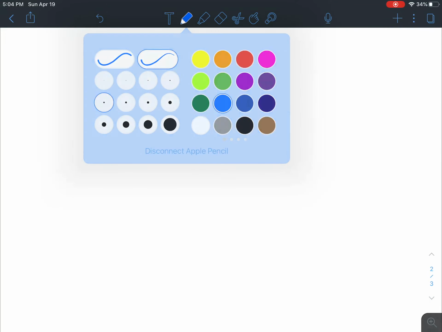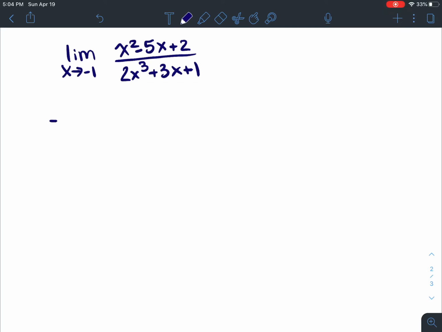Okay, so let's do just a couple of example questions. Okay, yes, let's use the limit properties to evaluate a quotient. So let's say we want to evaluate the limit as x approaches -1 of a quotient, like x squared minus 5x plus 2 divided by 2x cubed plus 3x plus 1. So I'm stealing these examples from your textbook.